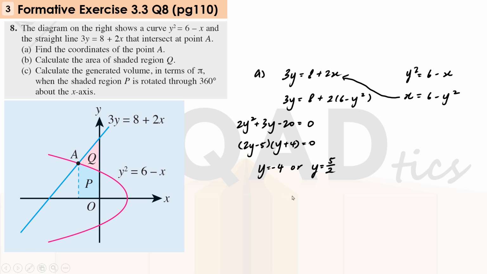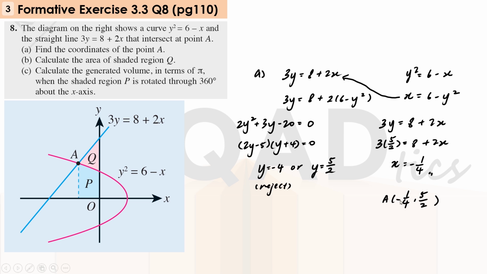We need to reject one of them, so we can determine based on our diagram. You can see that this point is actually above the x-axis, which means the y value must be positive. This means y equals -4, we need to reject, right? So we have found our y coordinate. Now we just substitute this number into here to find the x coordinate. The x coordinate is -1/4. So for point A, the coordinates are (-1/4, 5/2).